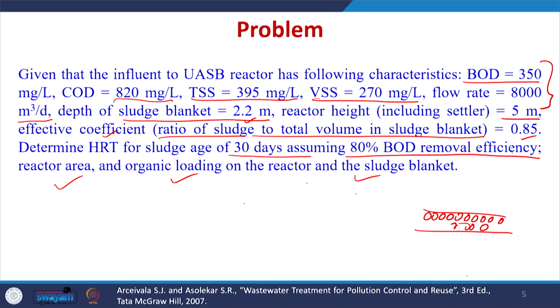We have assumed a few things: the reactor height we are going to keep as 5 meter, the effective coefficient is 0.85 and the depth of the sludge blanket is 2.2 meter. Now, let us calculate the SRT first. So, SRT has been given to be 30 days. So, this is already given.